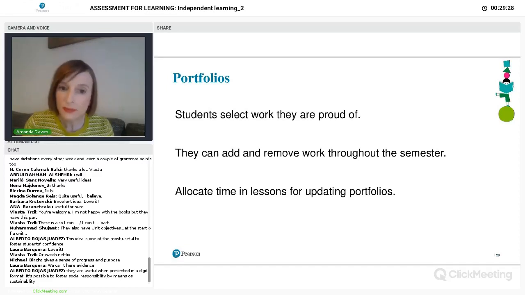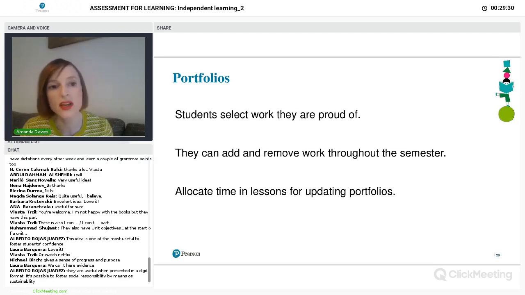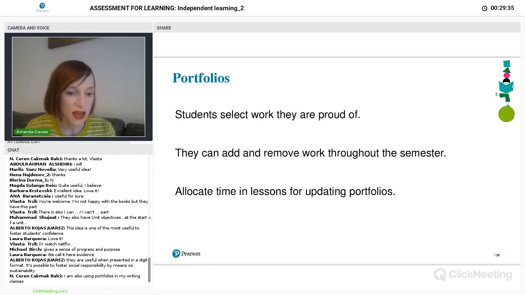It's not only written work that goes in a portfolio, so it can also be project work. It could be a test or an exam paper that they did particularly well on, a voice recording, or worksheets that you've done, classwork or homework as well.